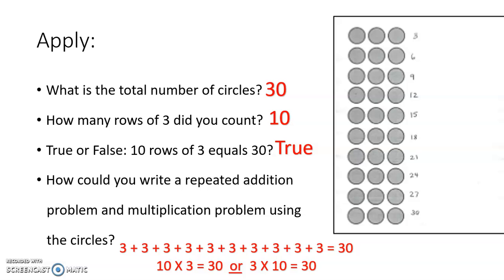True or false? 10 rows of 3 equals 30. And remember, we learned this by counting, and it is correct, it is true. There are 30 circles. That means 10 rows of 3 equals 30. Now, I want you to keep thinking about the 2 screens back when we talked about lemons. Keep this in your mind. We're going somewhere. I think you've already figured out this is setting us up for multiplication.